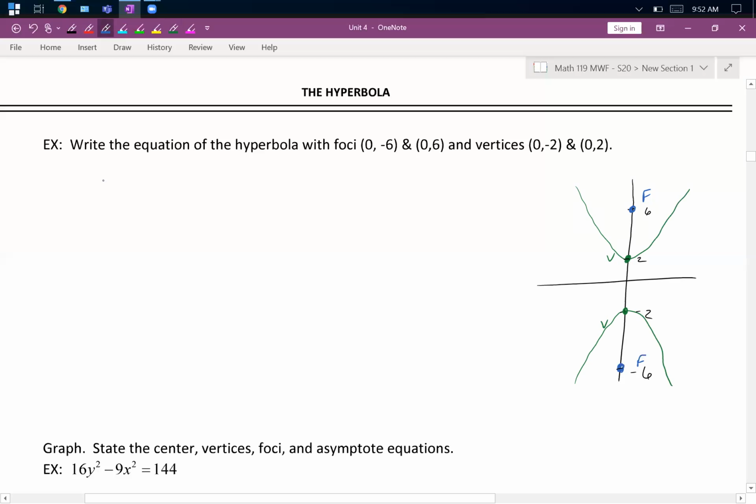We're using y minus k. See, notice how it's k with y and not the h. Minus x minus h squared. The center is always equidistant, like the midpoint between the vertices or the foci. So where's the center going to be for us? At the origin. So I know my numerators simplify to y squared and x squared.